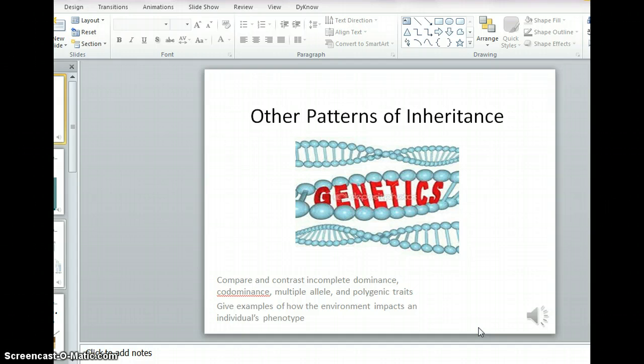However, many other traits in humans and other organisms are more complex than this. There are 4 other patterns of inheritance you will learn about in this lecture. They are incomplete dominance, codominance, multiple alleles, and polygenic traits.